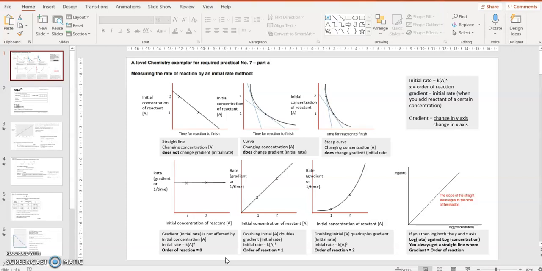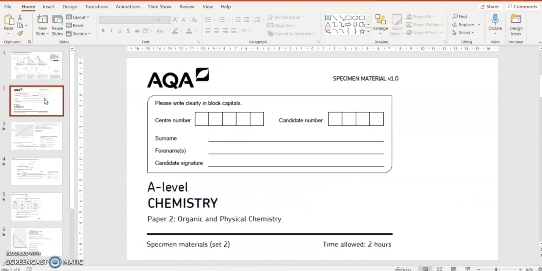And if it's a curve, so doubling the concentration of A actually makes the rate maybe increase by 4, then the order with respect to A is 2, because doubling A to the power 2 would make the rate 4 times bigger. There is another one. They've never asked really a question on it at all, but you can do log of rate against log of concentration, and the slope of the line is equal to the order of the reaction. But that's very rare, and they've not asked that in a long time.